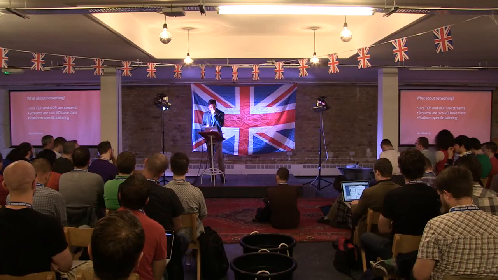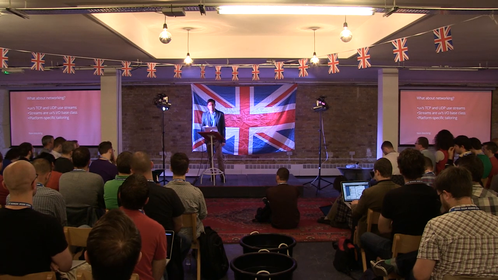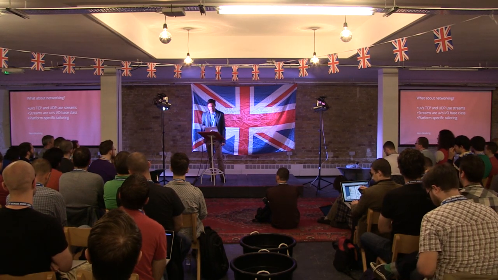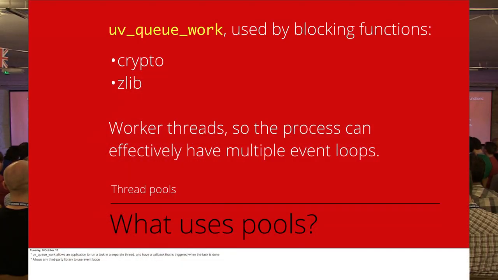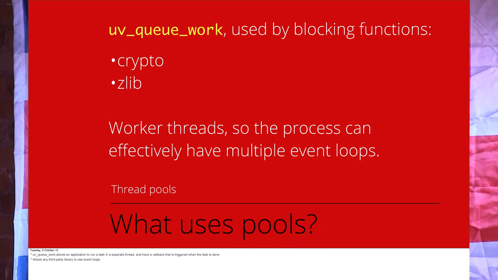And networking is where I started to really get confused about what Windows was doing. So there's very platform-specific tailoring in there. I'm not a Windows expert at all. All of my examples here have been from the Unix source. And then we've got UVQ work, which is interesting because if you've got a blocking library, something that's inherently designed that way, you can wrap it with UVQ work. That is used in the case of crypto and Zlib. So certain pieces of work that Zlib is doing are going to block, so UV will execute that with UVQ work.